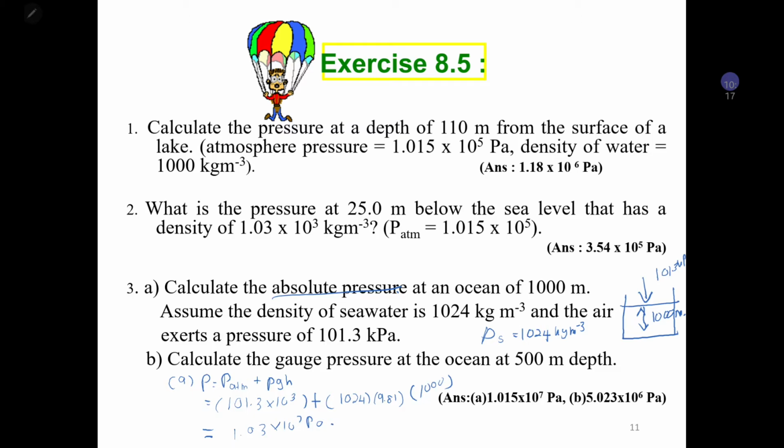The second question is to calculate the gauge pressure in the ocean at 500 meters depth. The question asks for the gauge pressure, so you only need the gauge pressure. You don't need to calculate the absolute pressure. Gauge pressure just uses the equation rho g h. Substitute h as 500 meters, and then you will get the pressure as 5.02 times 10 power of 6 Pascal. Alright? Understand?